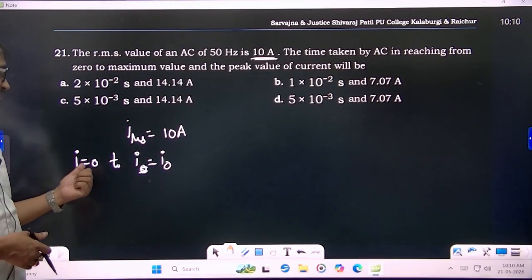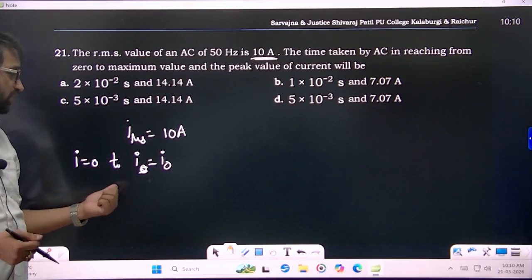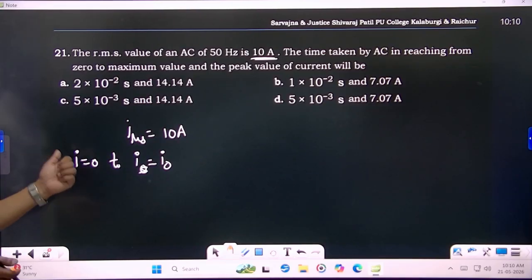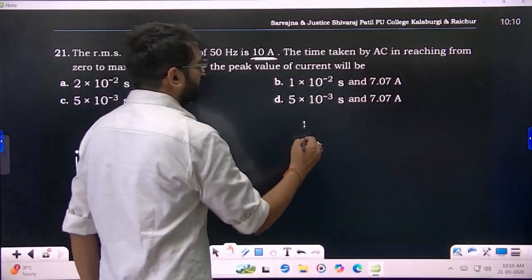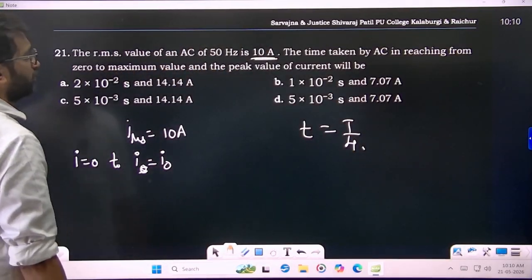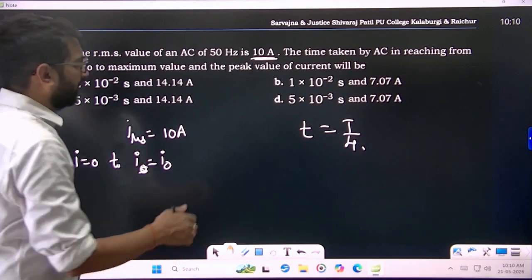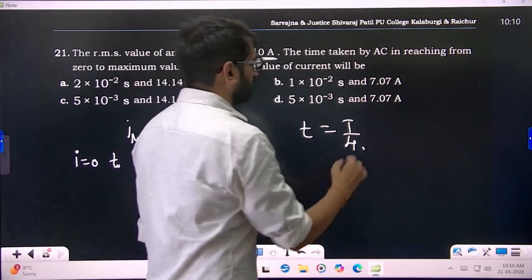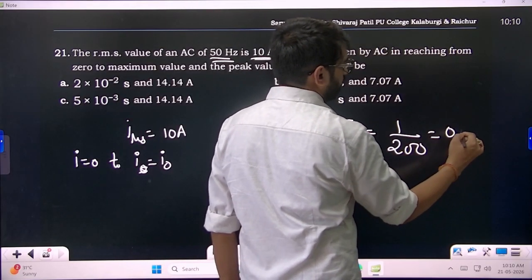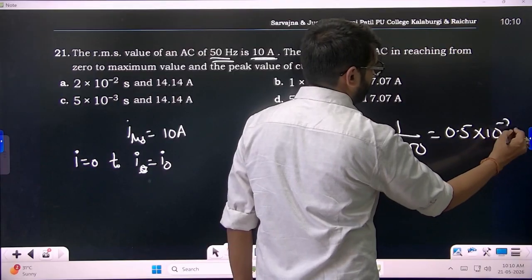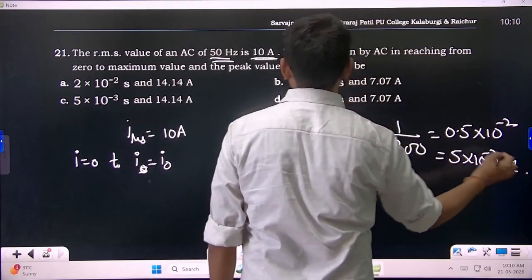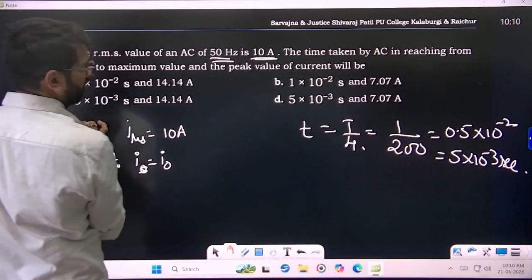So this is I is equal to 0. 0 means mean position. I equals to I naught means extreme position. Time taken by a particle to go from mean position to extreme position is T by 4. T by 4. So T is 1 by f, frequency. So frequency is 50. So this is 1 by 200. 1 by 2 is 0.5 into 10 to the power of minus 2, which is 5 into 10 to the power of minus 3 seconds. So 5 into 10 to the power of minus 3 seconds.